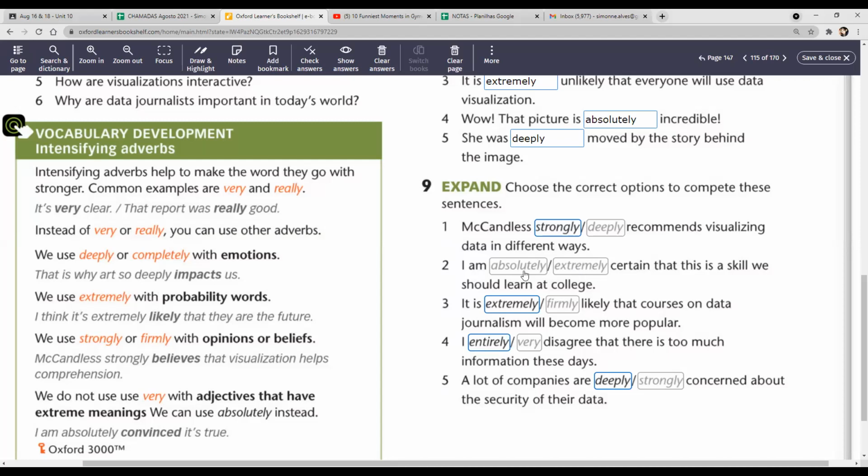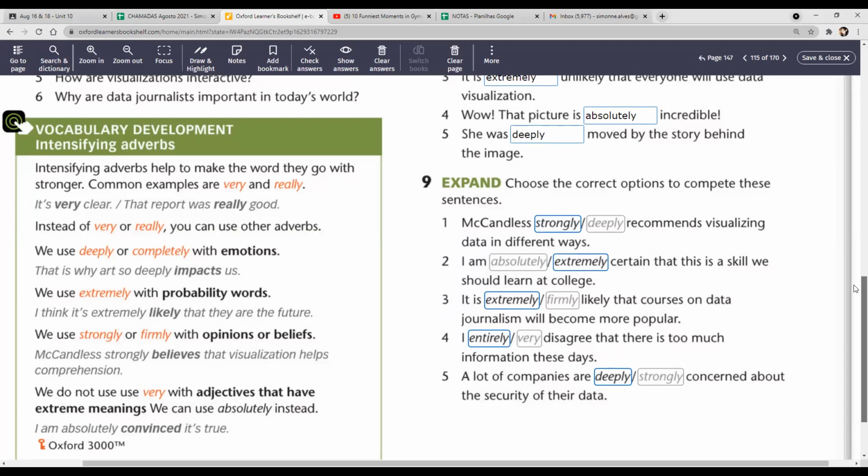Eeny, meeny, miny, mo, catch the possum by the toe. This is not fair. Come on. I want you to decide. I go for extremely. All right. Okay. Extremely, absolutely, too. Let's see. Okay. So let's see, people. Let's check it out. Let's go. Ooh. Let's see. 1, 2, 3. Oh, no.